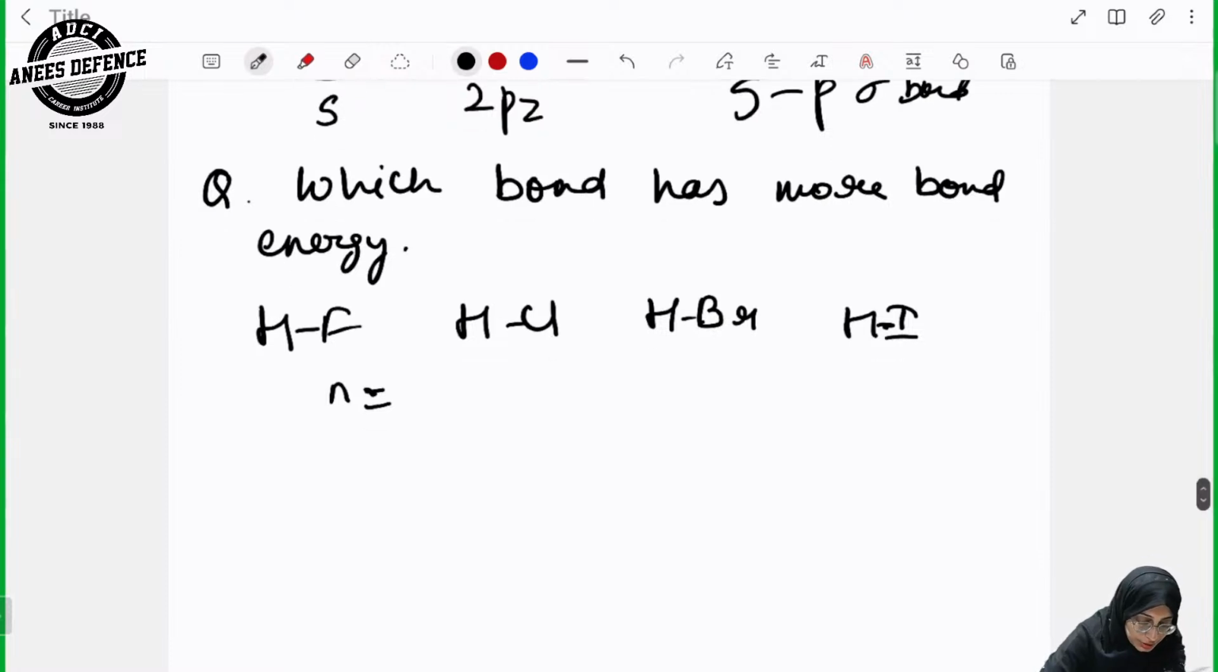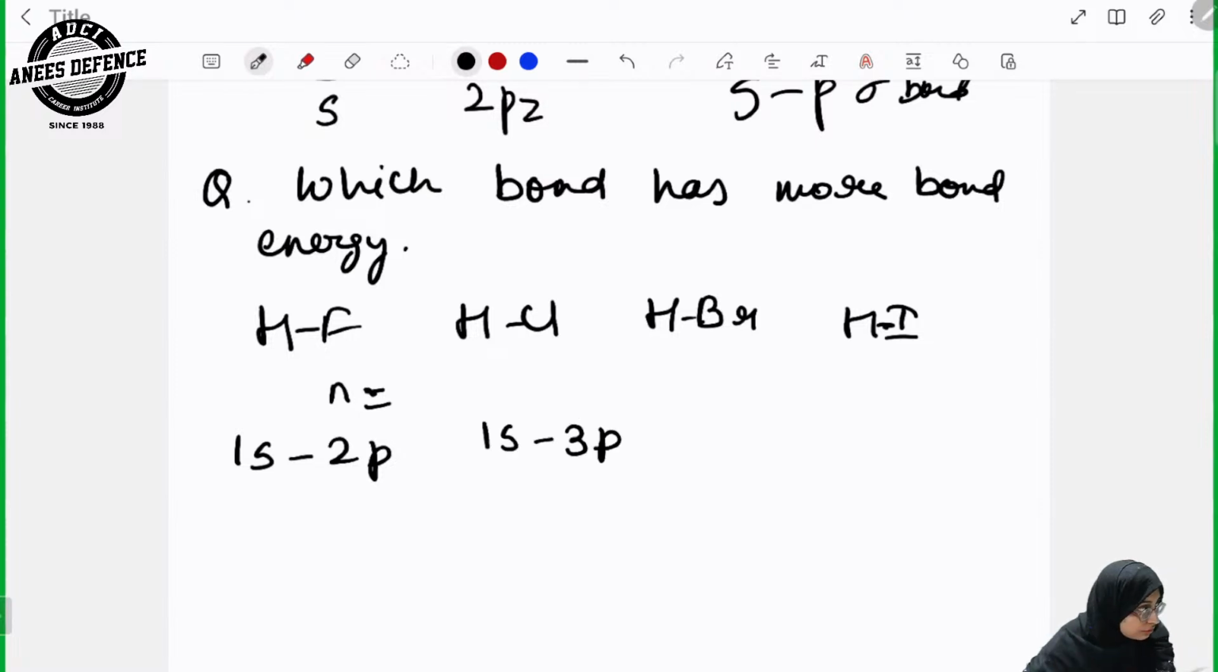So what is the overlapping here? In HF, it is between 1s and 2p. The last vacant orbital is in 2pz. We have seen it is a bit overlapping between 1s and 2p. In HCl, it is overlapping between 1s and 3p. In HBr, it is between 1s and 4p. And in HI, it is between 1s and 5p.